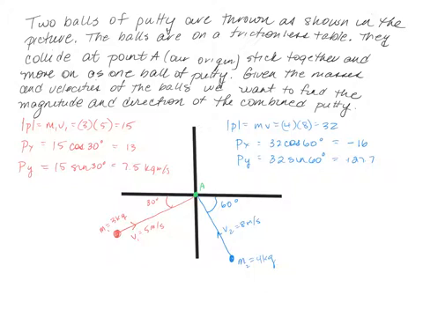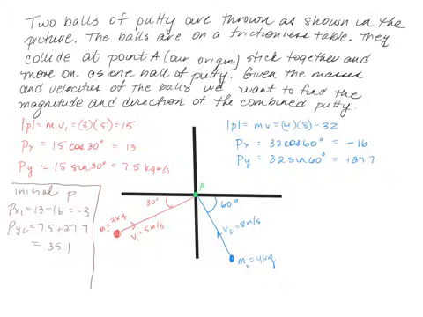So now we apply conservation of momentum. So over here, I'm going to calculate the initial momentum of the system. And we have to do that both separately for px and for py. So for px initial, for the total system, we add the two numbers together. It's 13 minus 16, which is negative 3. And for py initial, we add the numbers together. 7.5 plus 27.7, which is equal to 35.1.